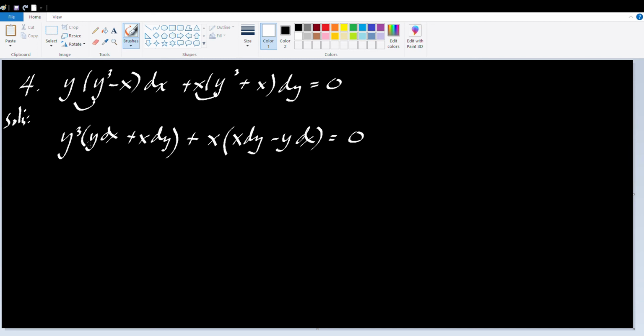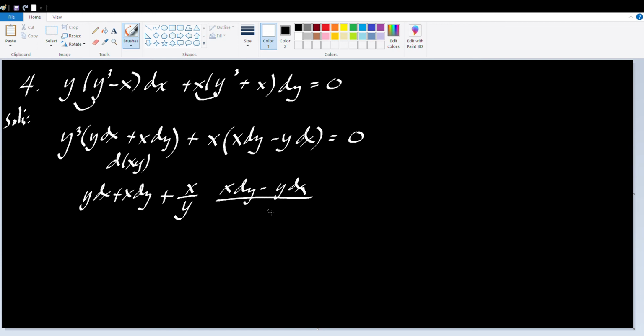Then y cubed is unwanted as far as y dx plus x dy is concerned, because we know that this is the exact differential of xy. So if ever there is a coefficient, it must be a power of xy and not of y alone or x alone. Alright? So we divide by y cubed, we get y dx plus x dy plus, in this case, we will split y cubed into y and y squared. So we'll be getting x over y, x dy minus y dx over y squared. So y and y squared is still equal to y cubed, equal to 0.